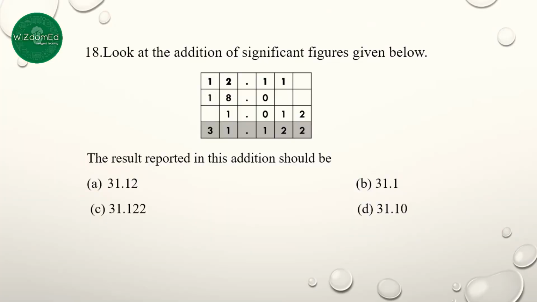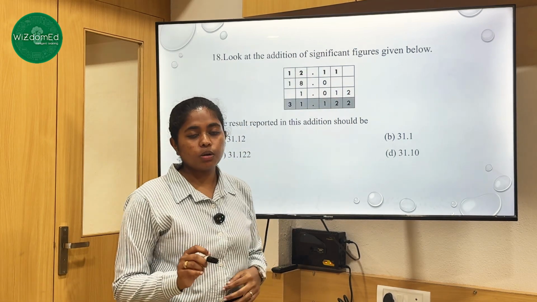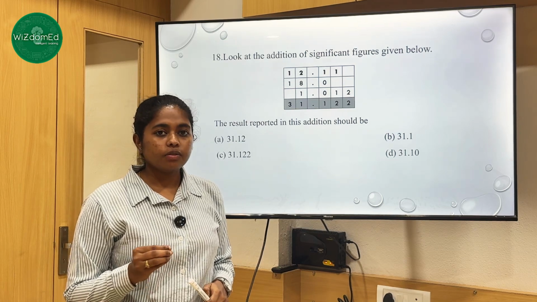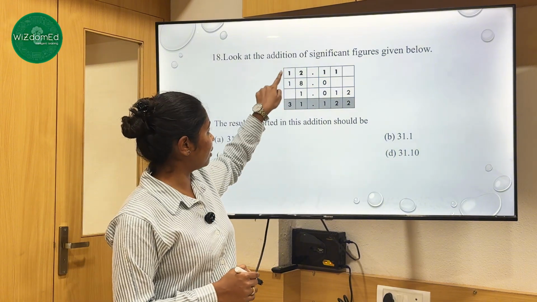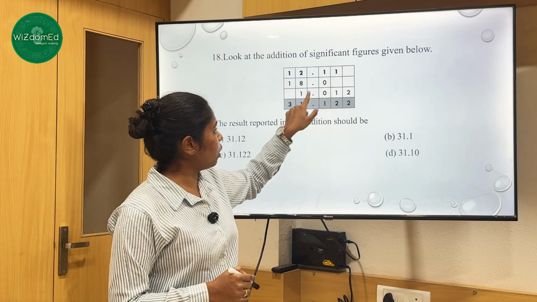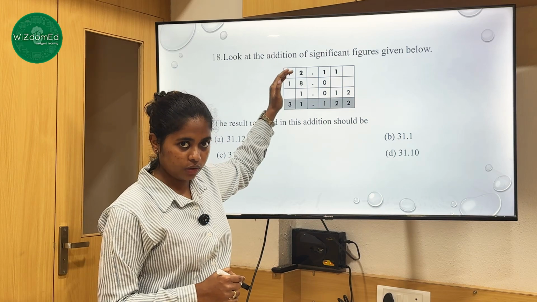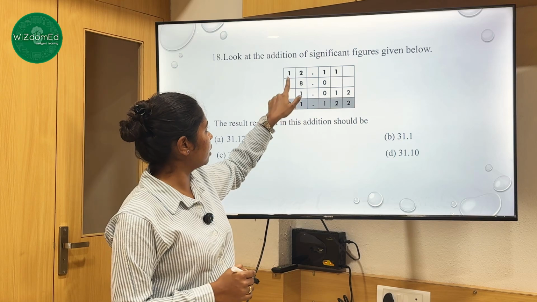Next, look at the addition of significant figures given below. The result reported in this addition should be. As they are asking us about the addition of significant figures, we should always remember one rule. While solving this problem, among the three numbers given here, 12.11, 18.0 and 1.02, the one having the least number of significant figures should correspond to the answer.